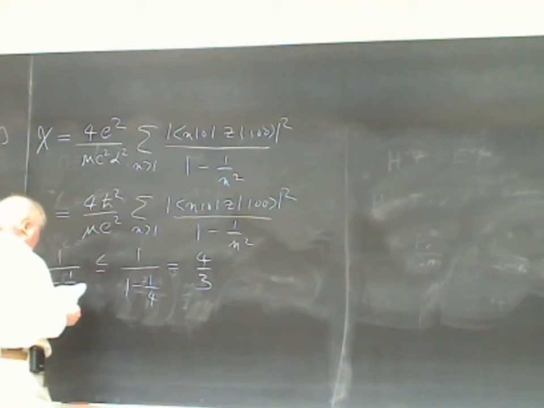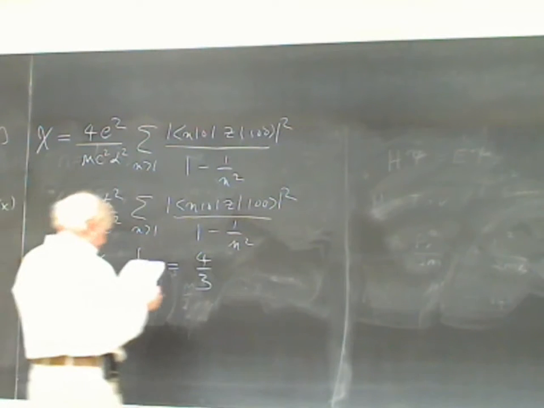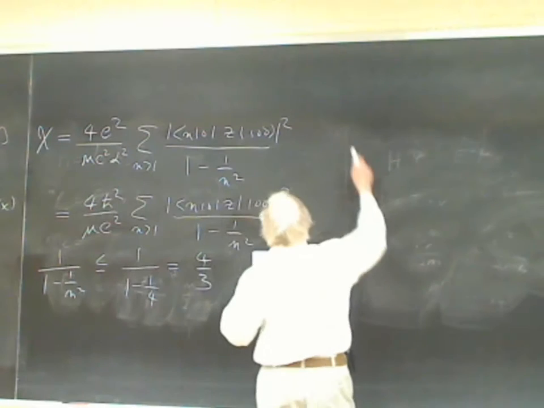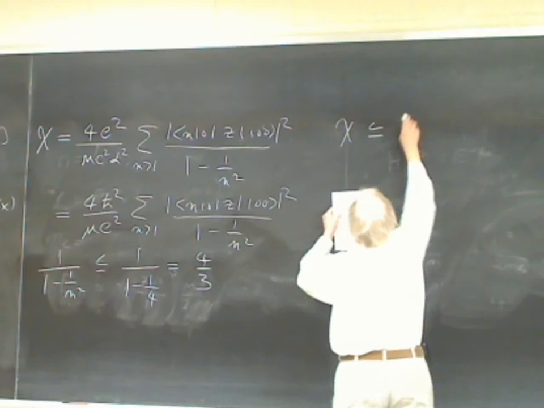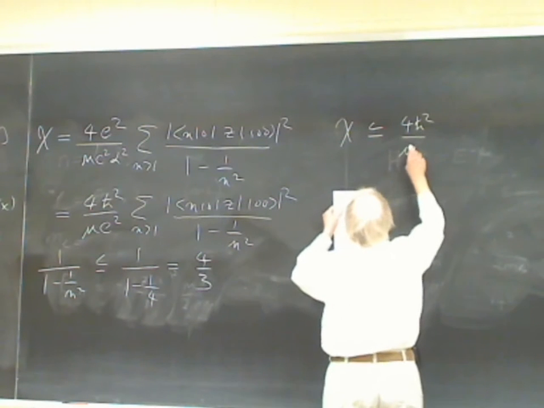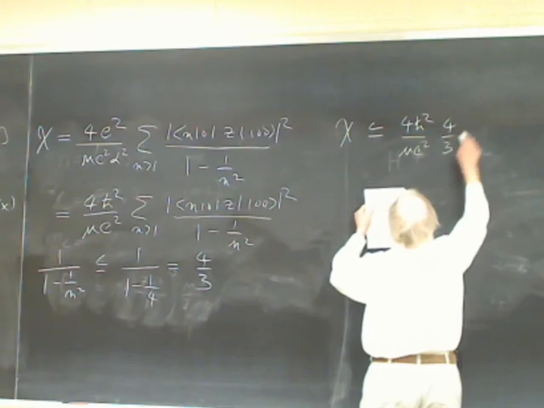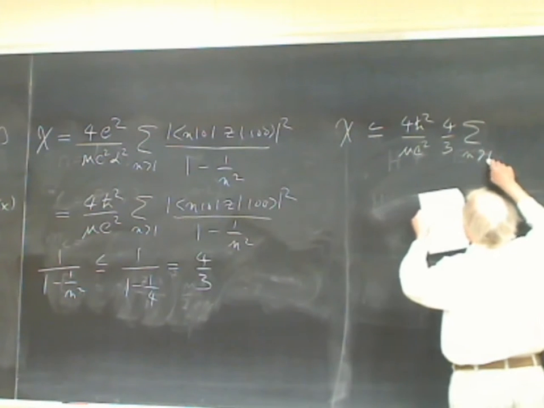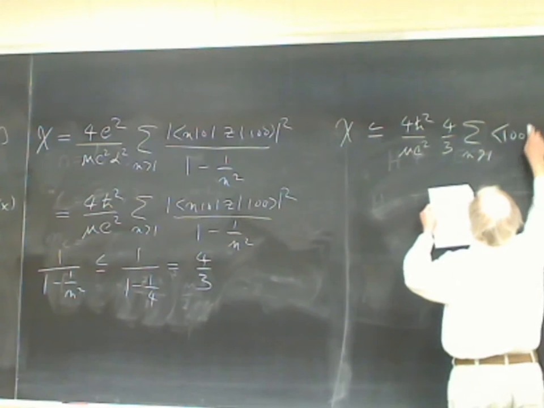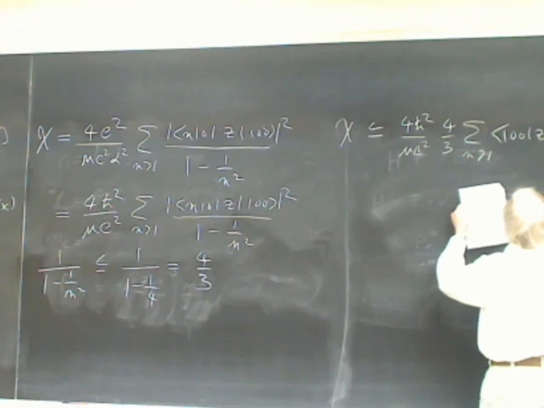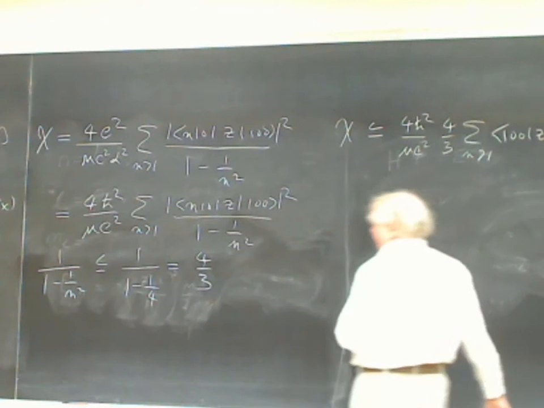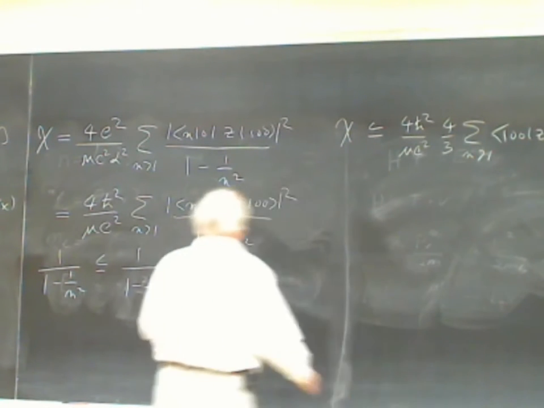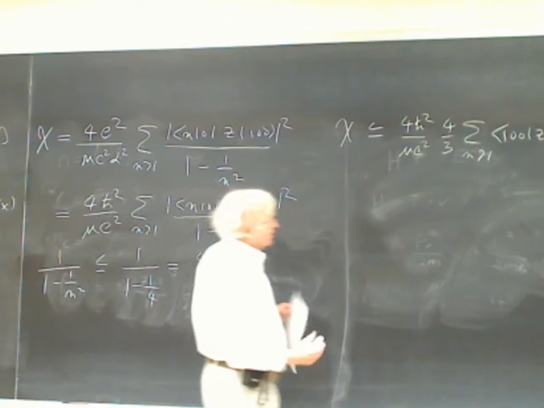And the upper bound then is that we can say chi is less than or equal to 4 h bar squared over mu e squared times 4 thirds, sum over n greater than 1 of |<n 1 0|z|1 0 0>|^2, and I'm going to write this now. Because we've just replaced this by 4 thirds and pulled out the 4 thirds.